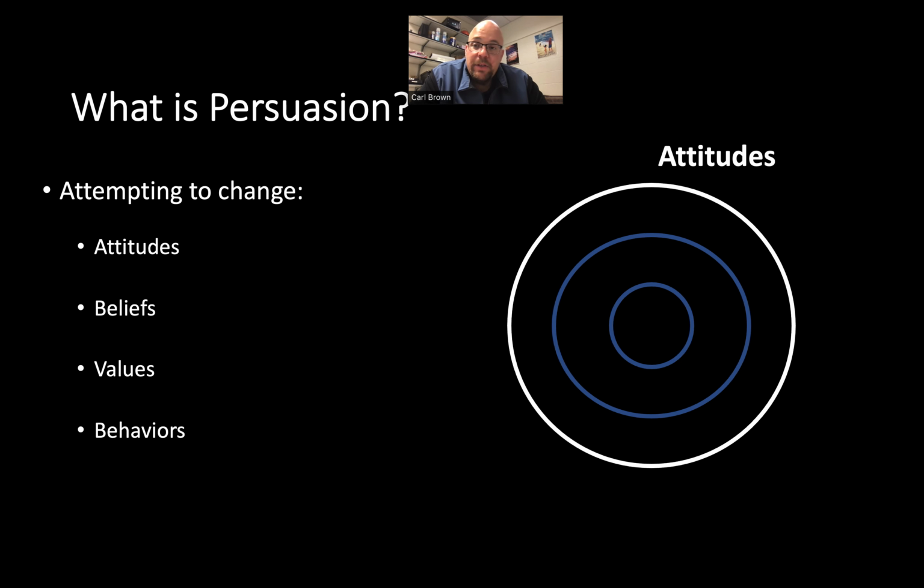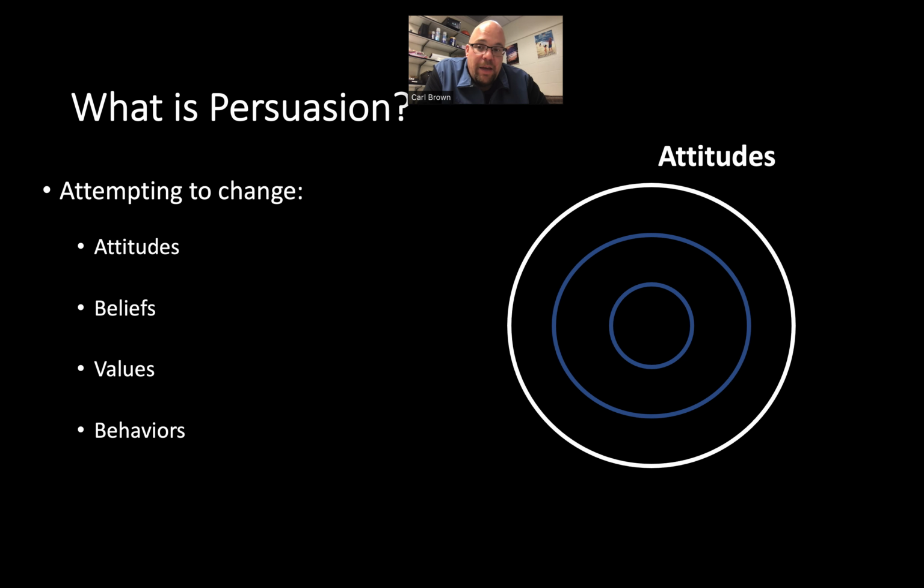Now, attitudes are the easiest. They're on the outside here in this cross-section model. If you think about just what people like, dislike, whether they are okay with something or not, whether they favor it or not, attitudes are pretty easy to change with speeches. That's one of the big things we should target.